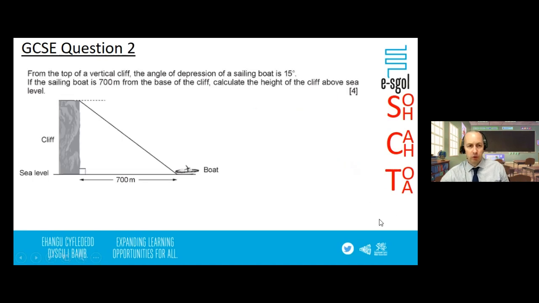Okay, another GCSE question for you to look at. We'll have a quick read of the question, and I'll give you a minute to have a go. From the top of a vertical cliff, the angle of depression of a sailing boat is 15 degrees. If the sailing boat is 700 meters from the base of the cliff, calculate the height of the cliff above sea level. What I'm going to do with this question is something slightly different. I'm going to let you pause for a second, but if you are really struggling with the question, I'm going to come back in a few seconds and give you a bit of a hint, and then maybe give you a chance to pause again. So have a look at the question, have a go. You can pause the video now, and I'll come back in a moment.